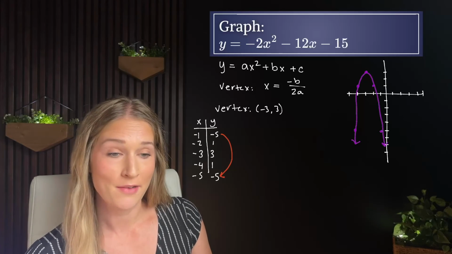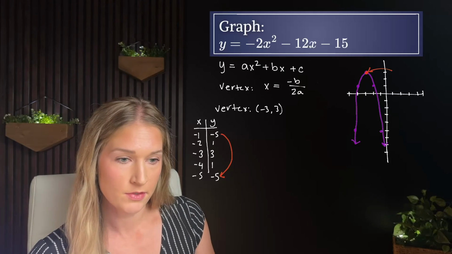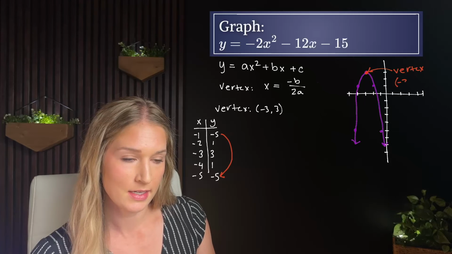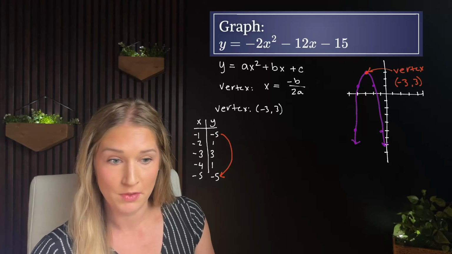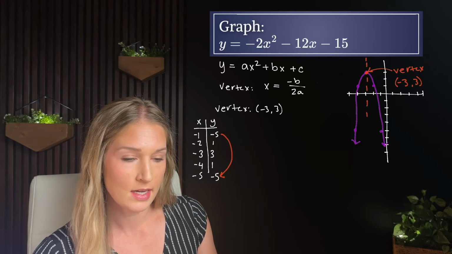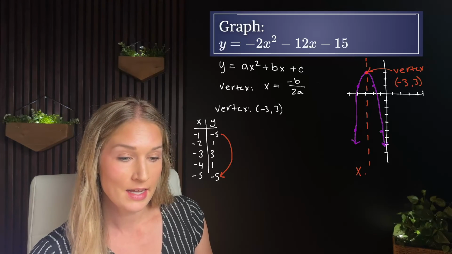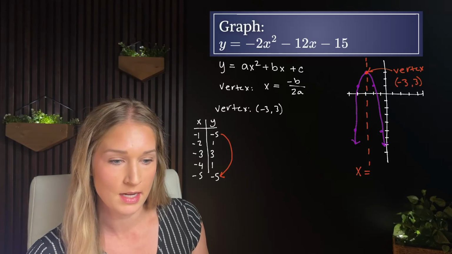And there is the graph of our parabola. Something to point out, this point right here is my vertex. And that point has the coordinates -3, 3. Something else that we found without actually saying that we found it was our axis of symmetry. And that's the line that goes right down through the middle of your graph through that vertex. And it has the equation x equals whatever that x value of your vertex is, so -3.